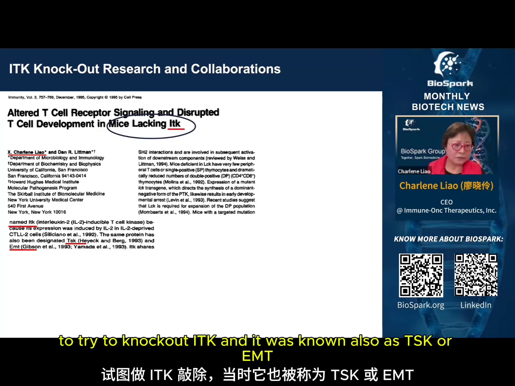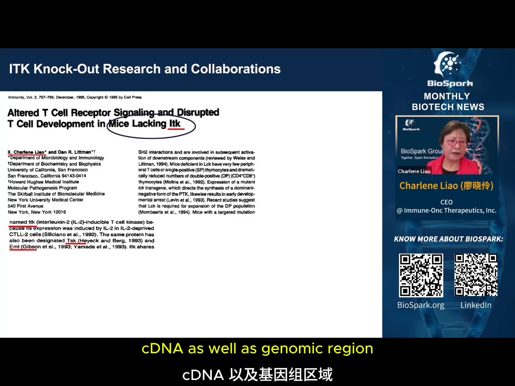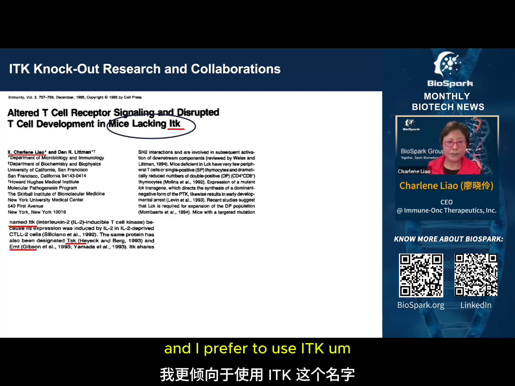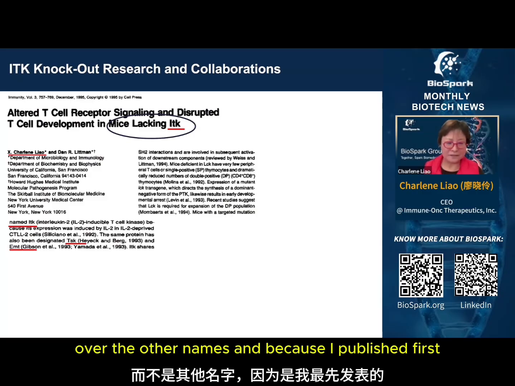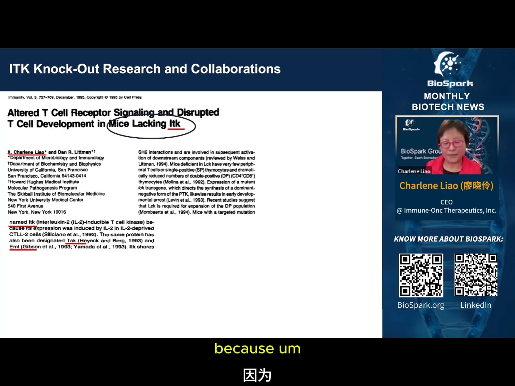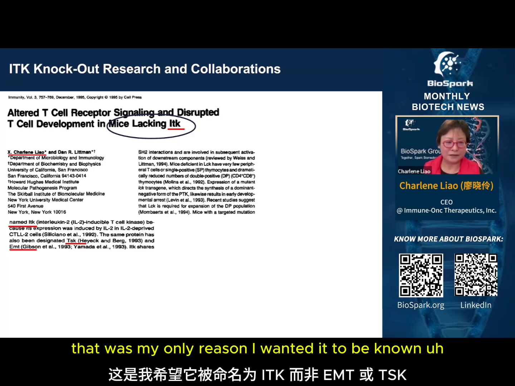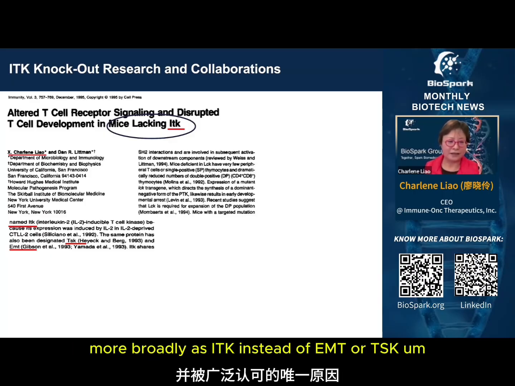It was known also as TSK or EMT. And I cloned the mouse ITK cDNA, as well as the genomic region. And I prefer to use ITK over the other names. Because I published first, this name got to stay. I'm so happy because it is in parallel with BTK. That was my only reason I wanted it to be known more broadly as ITK instead of EMT or TSK.